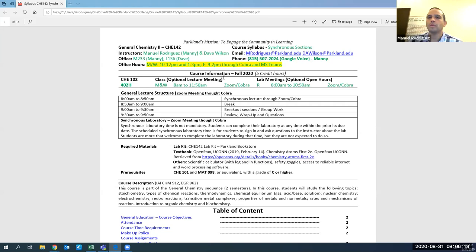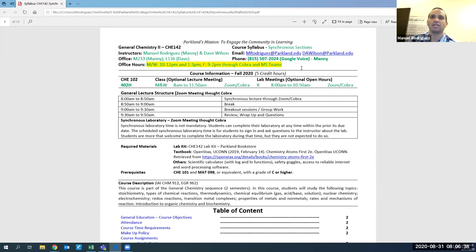I'm open to meeting on Teams individually. If you want to work on problems, you can meet through Zoom or through Teams, and we can work on problems that way also. Just email me and we can schedule something. This is my office hours, but I have other open times also. You can just email me if these times do not work for you.